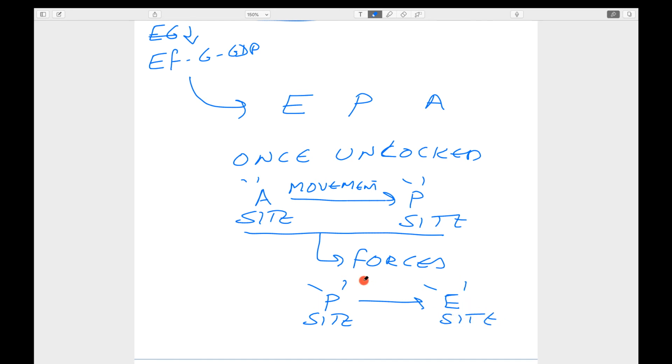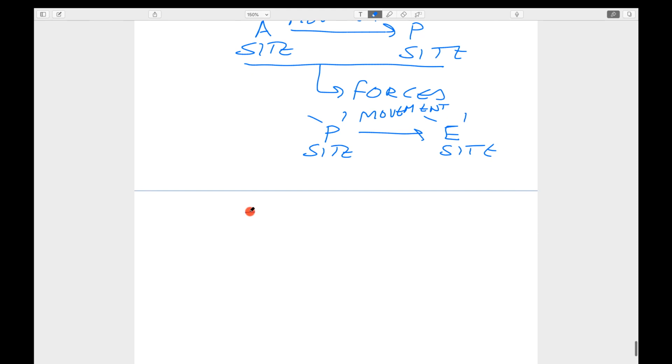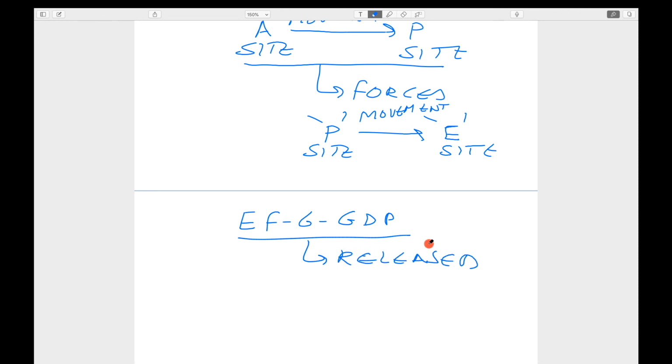E site. P site movement to E site. Okay, then simultaneously EFG GDP is released. Once after this movement, the EFG GDP is released. Once it is released, what happens?